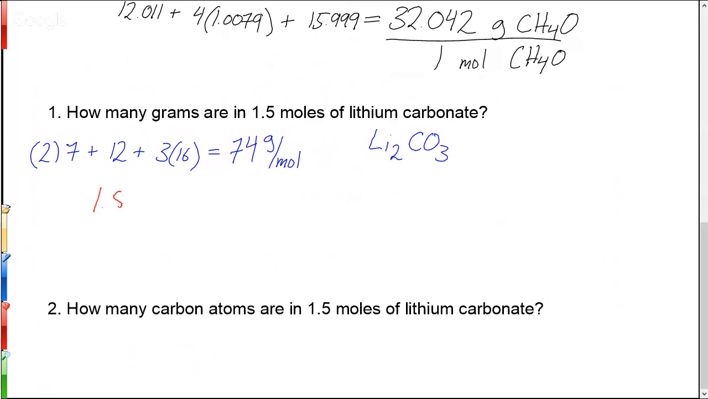We can go 1.5 moles, and we can convert from moles to grams using the molar mass. 74 grams per 1 mole. All right, so that's going to be 111. Sorry, it's harder when I don't have a calculator. 111 grams of lithium carbonate are going to be in 1.5 moles.